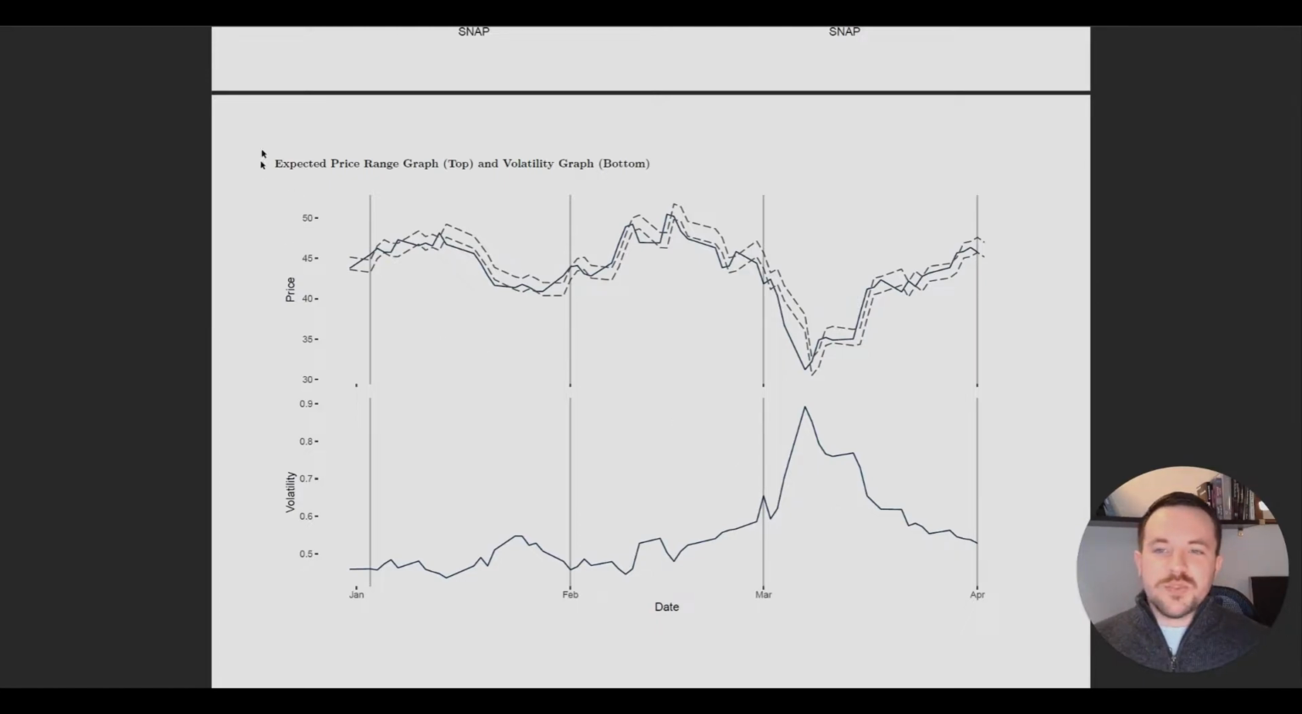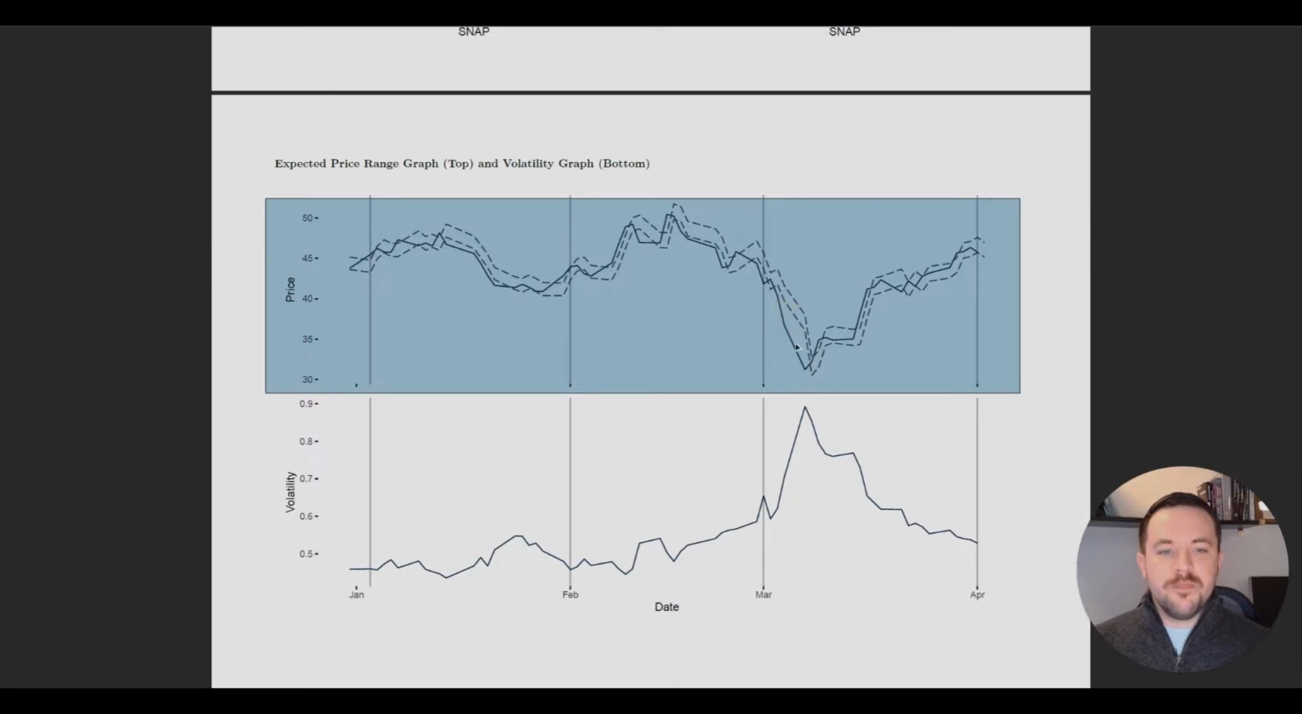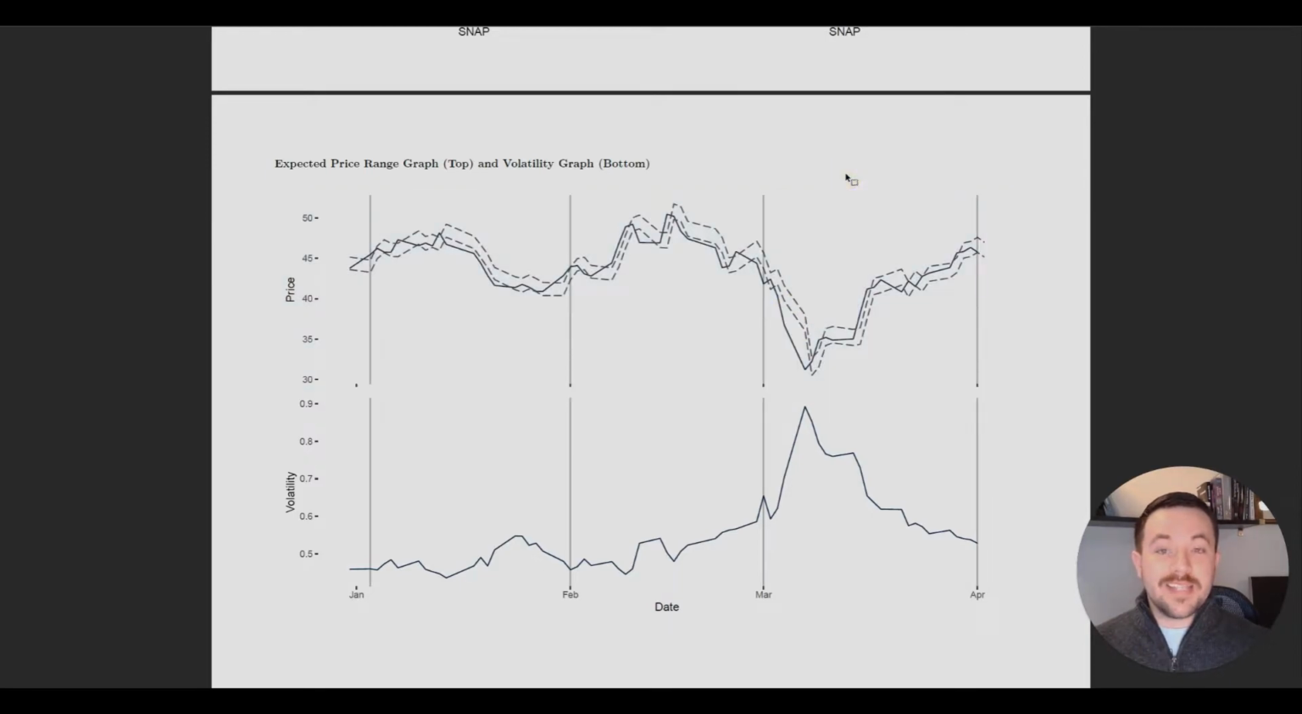Then what's next is the expected price range graph right here. The price is the line. The dashed lines are the market's expectations for what a reasonable price movement would be for this stock. Essentially, we take implied volatility and distill it down into a day-by-day metric, and then we map out with the dashed lines the range of price movement that the market is pricing in. This is a 68% most probable price cone.